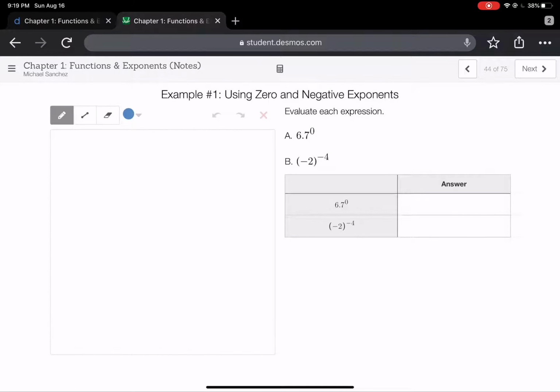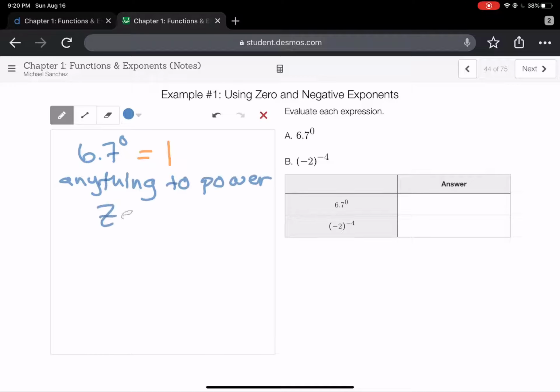All right, so example 1, we're going to be using zero and negative exponents. We're going to start with the zero power property. So we have 6.7, a decimal, raised to the power of 0. This is the easiest one to remember. Anything to the power of 0 is equal to 1. That's it.